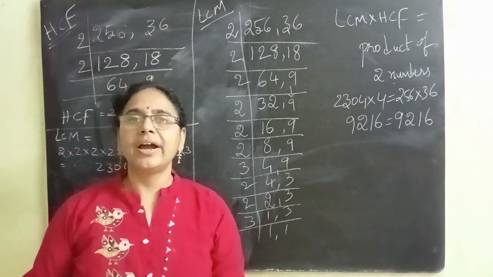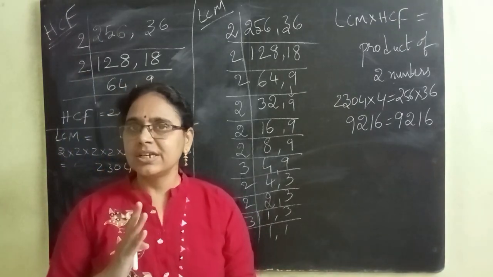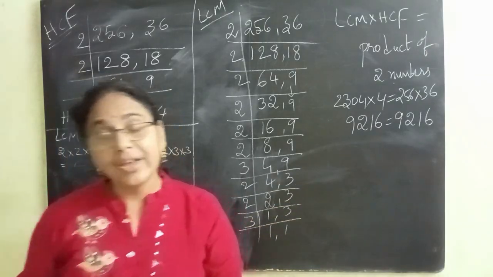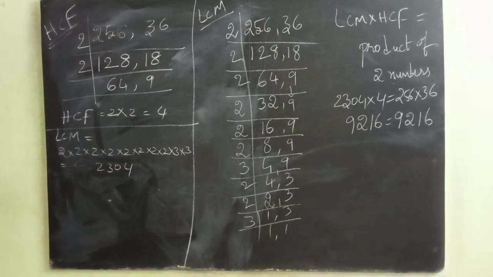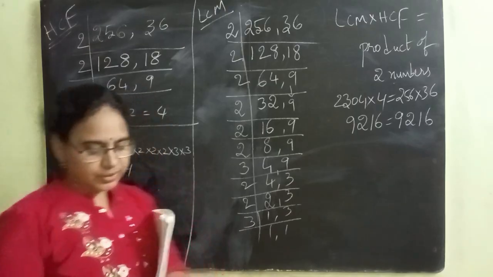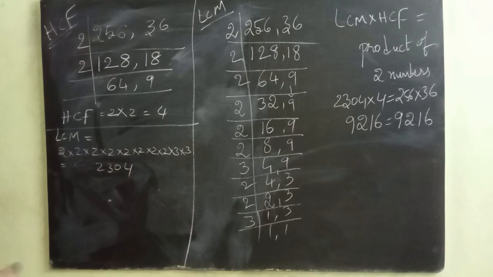Two numbers. Find LCM, HCF. Verify the relation between these two. Verify the relation. That means LCM into HCF is equal to the product of two numbers. Questions like that are also very important, so you have to practice them. We will feel it's very easy.